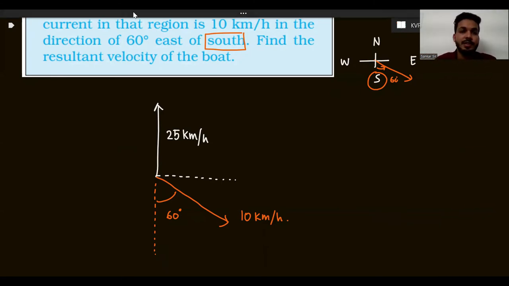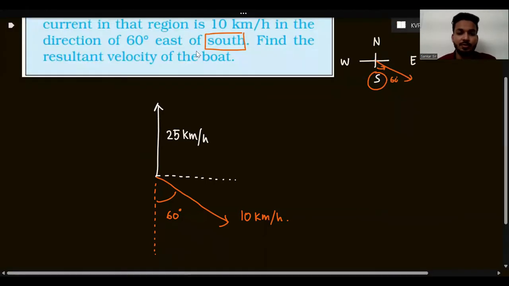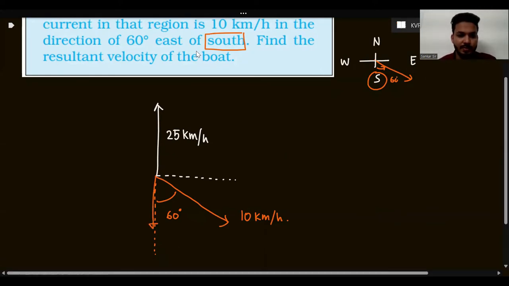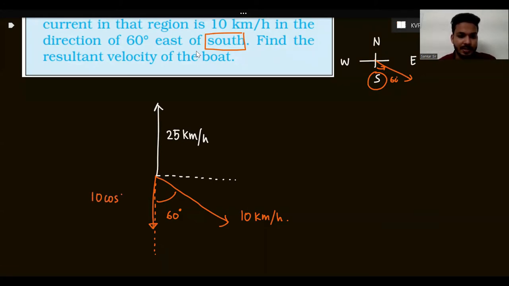So if I want to take components of this orange vector, I told you the component towards the theta is cos theta. So this 10 kilometer per hour can be broken down into two vectors. One vector pointing downwards, which would be 10 cos 60, so that means 5 kilometer per hour downwards. And one component on the right hand side, and this would be 10 sine 60, which essentially means 5 root 3 kilometer per hour.